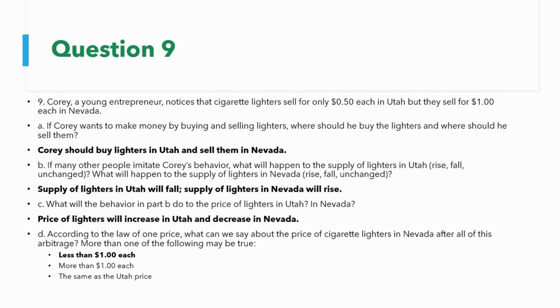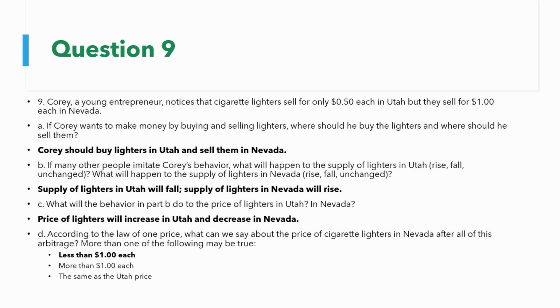Question 9. Corey starts to sell cigarettes. He can do it in Utah or Nevada. Thing is, they sell for a lot more in Nevada, so he should sell them in Nevada and buy them cheap in Utah. It's kind of a buy low, sell high type thing. If people start to catch on to this, then the supply of lighters in Utah will fall and it will rise in Nevada. And because of this, the price of lighters increases in Utah and decreases in Nevada, aka equilibration.